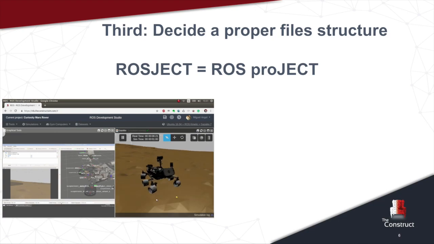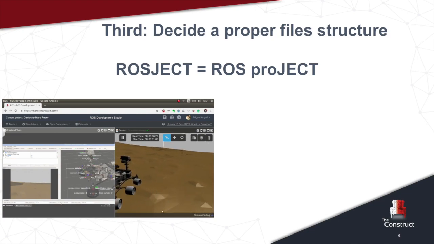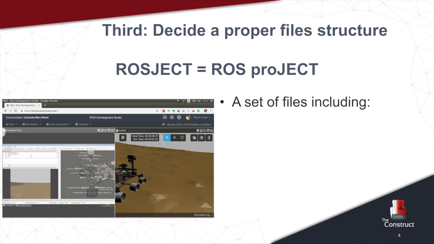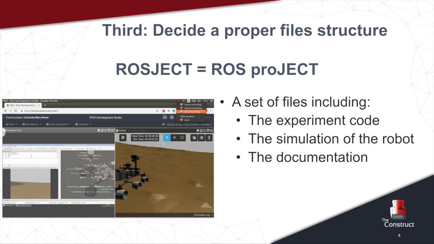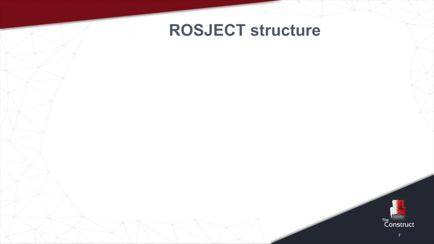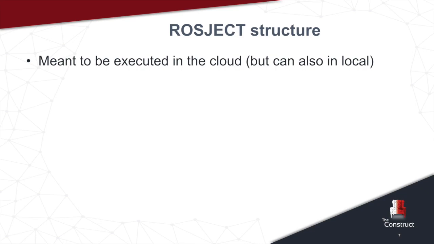For that, we propose what we call a ROSject. The ROSject is the contraction of a ROS project, and it's just a set of files including the experiment code, the simulation of the robot, the documentation also, and the required data sets that we are going to use there. So how does the ROSject structure look?